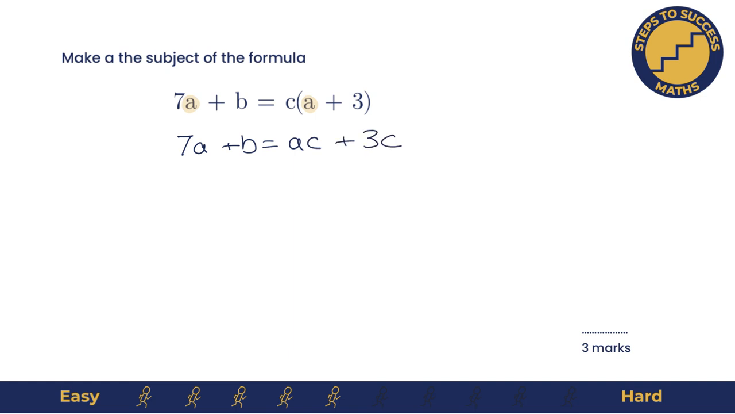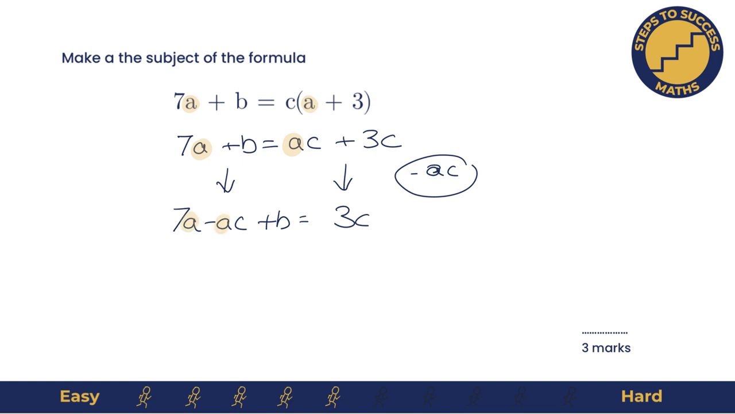Now, in order to put the a's into a bracket so we end up with just one a, we need all the a's on one side of the equation and all the other things on the other. So let's start off by subtracting ac. So we end up with 7a, take away ac, plus b is equal to 3c. Now on this left hand side, we've got two terms with a in it, and then we've got plus b. So we want to get rid of plus b. Let's take away b. Take away ac is equal to 3c minus b.